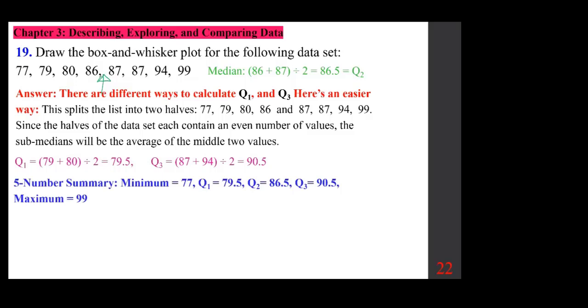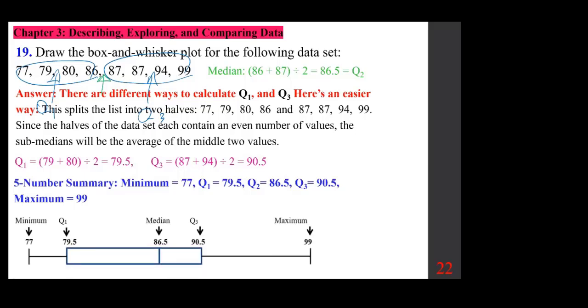Okay, so if you look, this one is Q sub 1 and this one is Q sub 3. Now we have 5 numbers. We need 5 numbers. We do have it. What are the 5 numbers? Min, max, Q sub 1, Q sub 2, Q sub 3. And it looks like this. It has to be to scale.